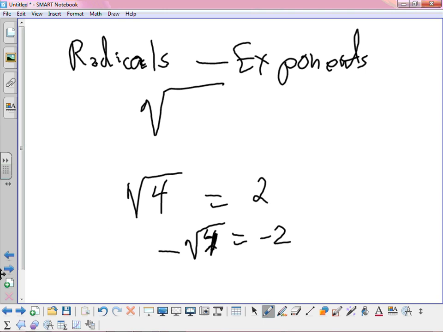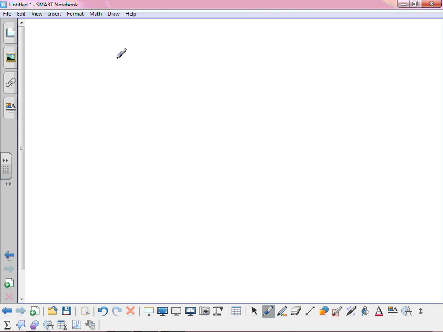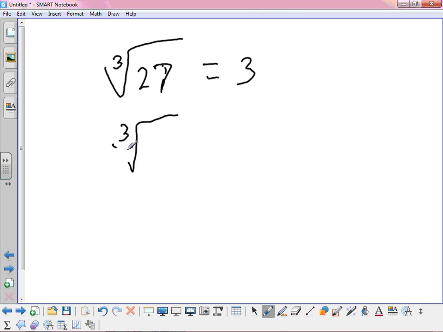Of course, there are also other radicals, like cube roots. What's the cube root of 27? Because in that case, there isn't another choice. There's only the one possibility, and you can actually take the cube root of minus 27, which is minus 3. Right?